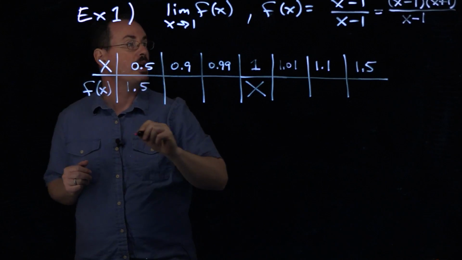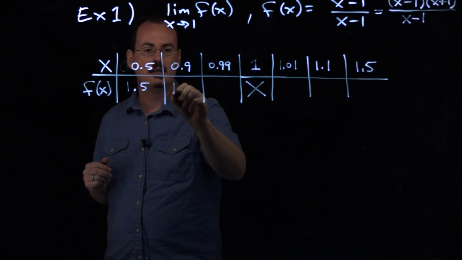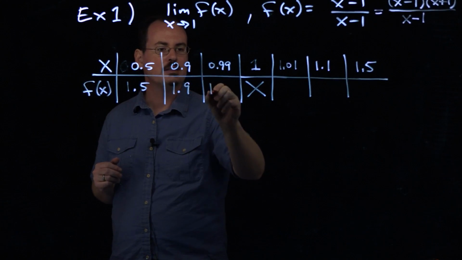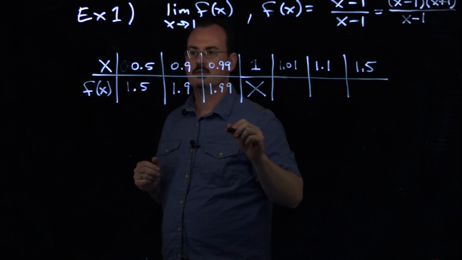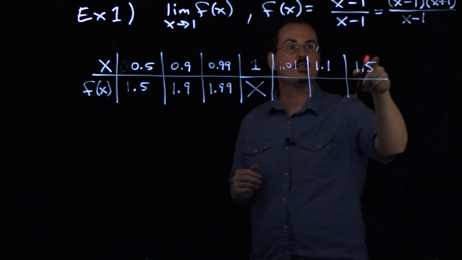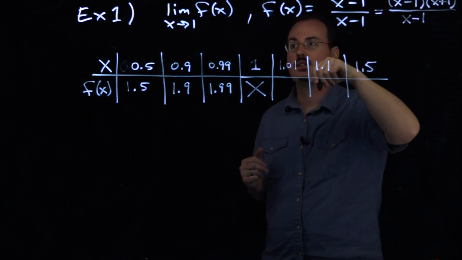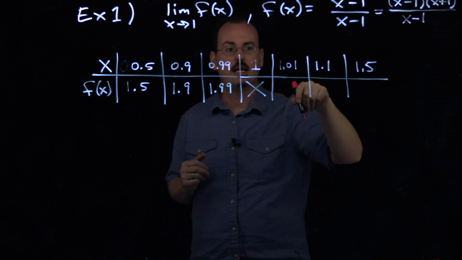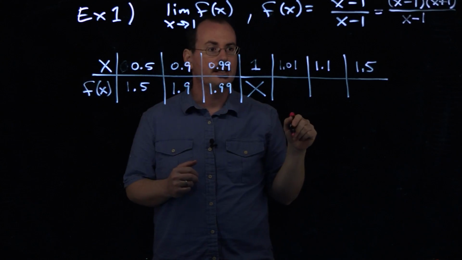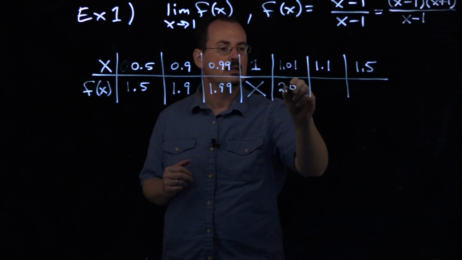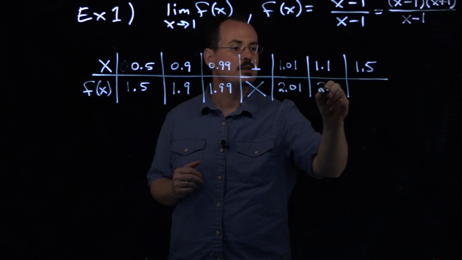If I plug in 0.9, I'm going to get 1.9. If I plug in 0.99, I'm going to get, as an output value, 1.99. And again, what we're doing here is we're taking all these x values that I put on this, and we're basically plugging them right into the function there. So like I say, if you want to verify this on your own, on your calculator, go ahead and do that. But these are the output values that you're going to get. If I plug in 1.01, I'm going to get 2.01, and I'm going to get 2.1 here, and I'm going to get 2.5 here.